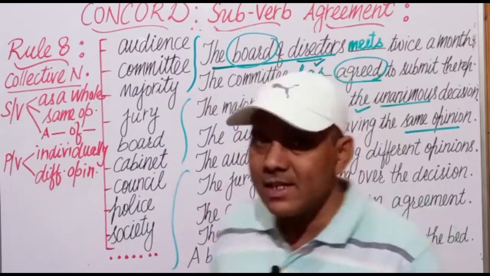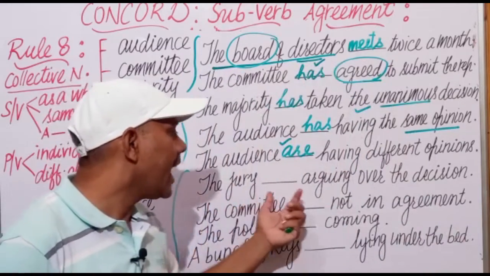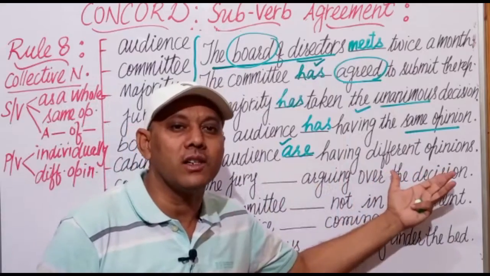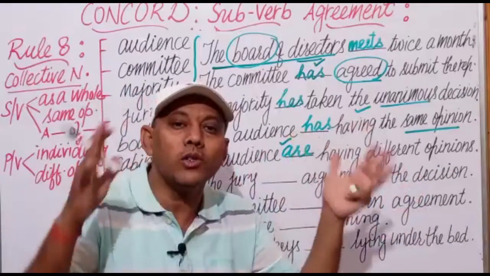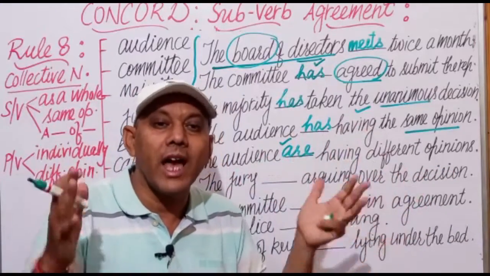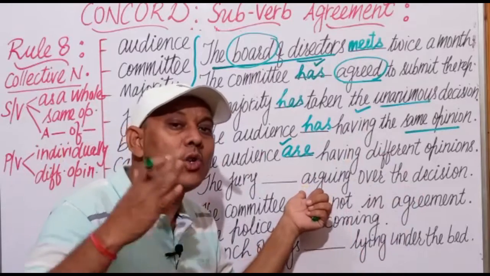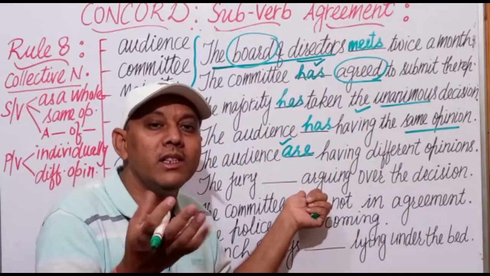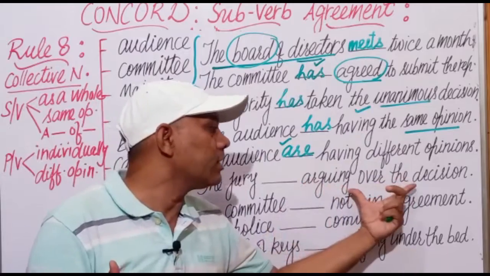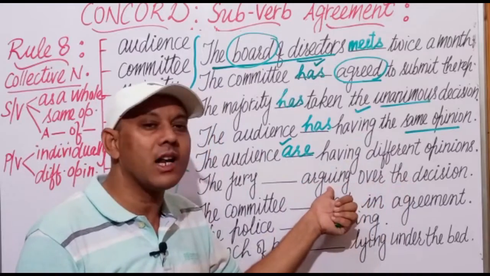And the next sentence is, the jury dash arguing over the decision. Means they have not consented. They are not in agreement. They have not given the same decision. Means they have different opinions. That's why they are arguing over.